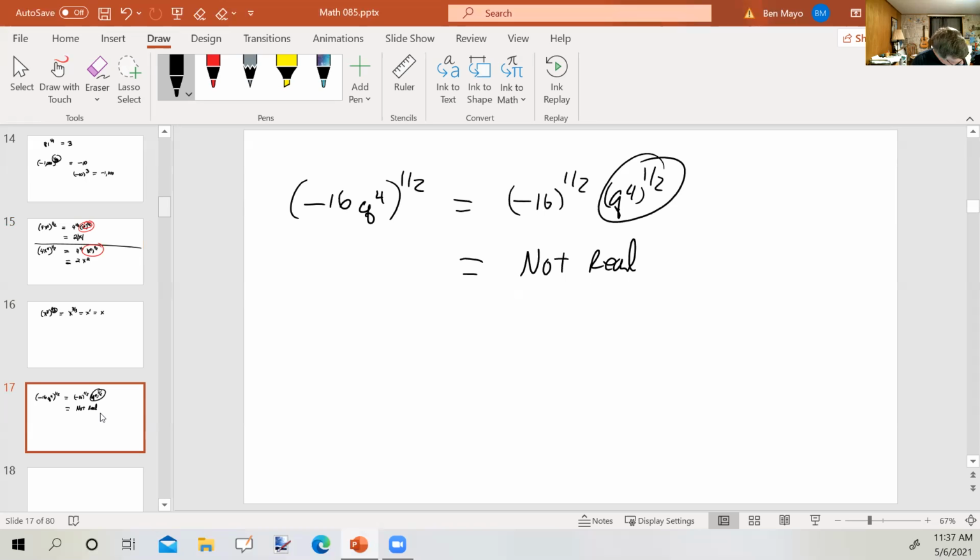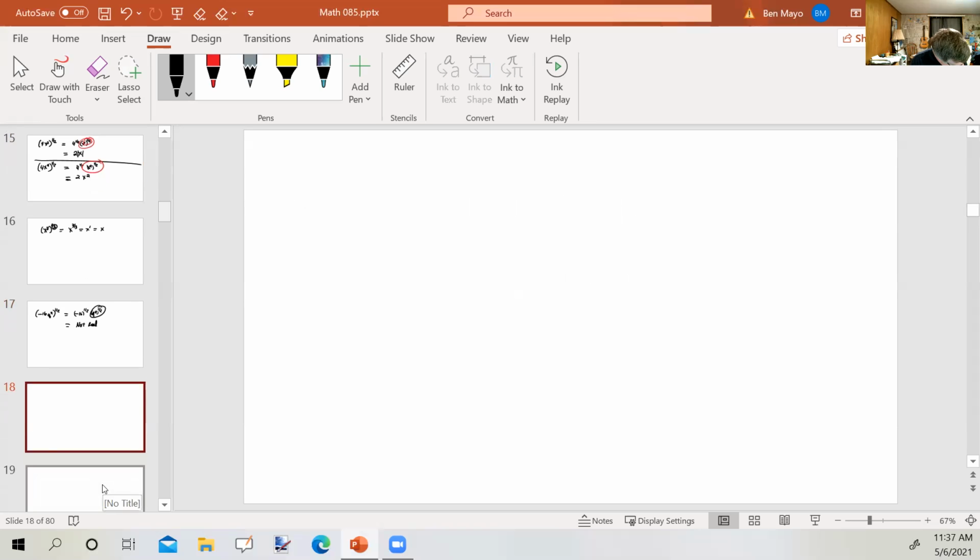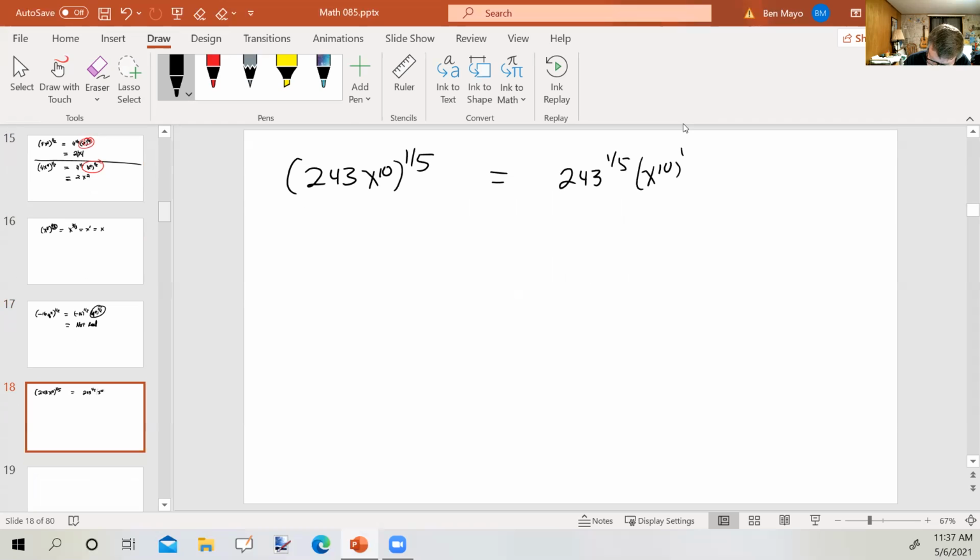All right. What about this situation? Let's see, we've got 243 x to the 10th all to the 1/5 power. So that becomes 243 to the 1/5 power times x to the 10th to the 1/5 power.